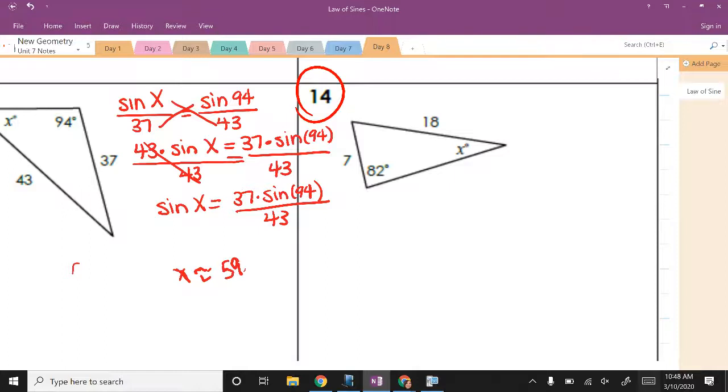And then how do you get rid of the 18? Divide by 18. And then you have sine of X equals that fraction, 7 times sine of 82 divided by 18, and then use your calculator. And then you do the inverse. So X is approximately what? Did everybody get about 22.7 degrees? And if you check to see if that makes sense, 82 is bigger than the 18, so 22.7 should be smaller than 82 because 7 is less than 18.